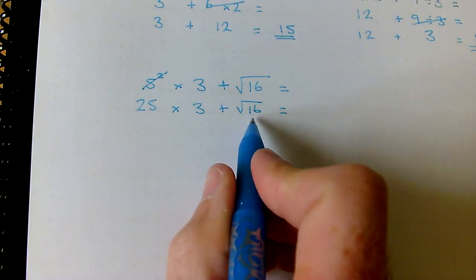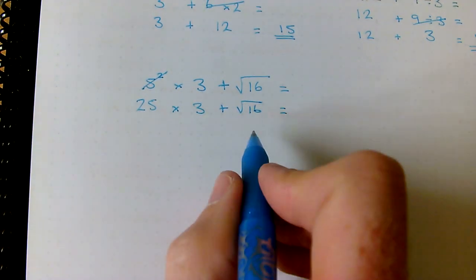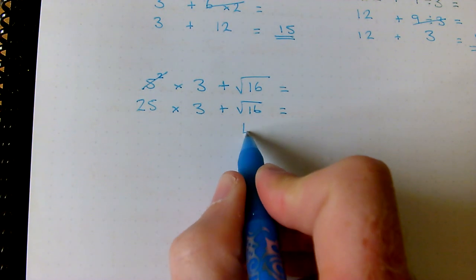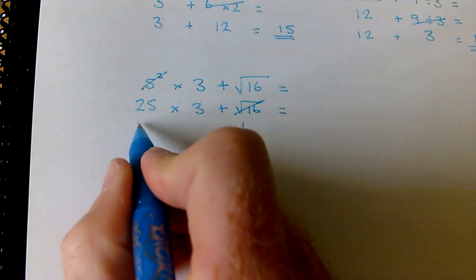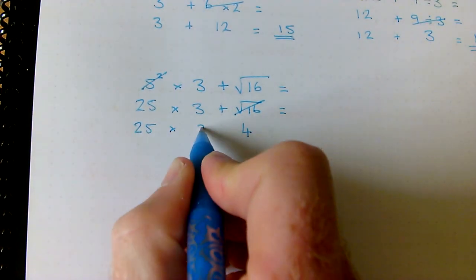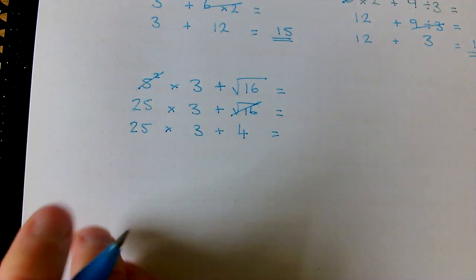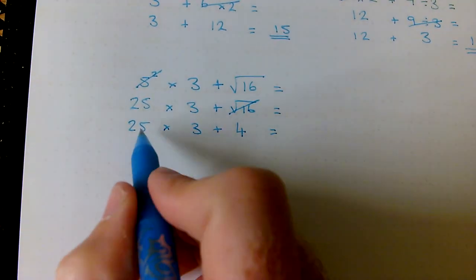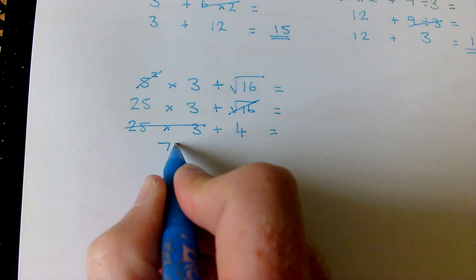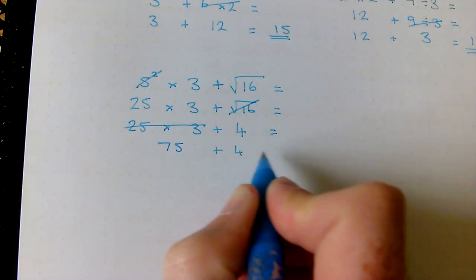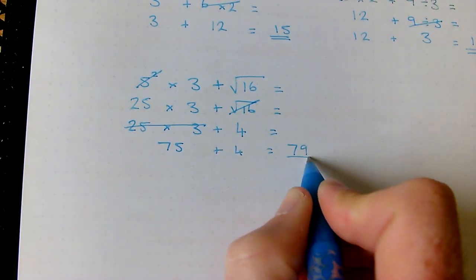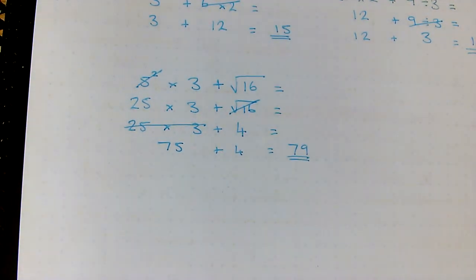Right, square root of 16 is next because it's still an indice. It's a square root, so it's still an indice. Square root of 16 is 4, cross it out, everything else comes down onto my new line. 25 times 3 is next because it's more important than the add, so 25 times 3, that's 75, plus 4, I know that is 79. Okay.